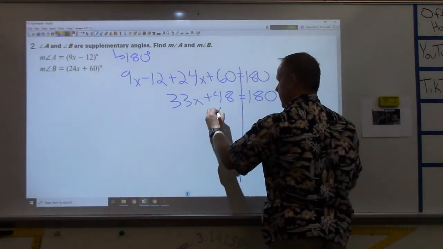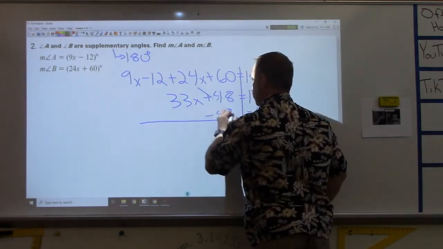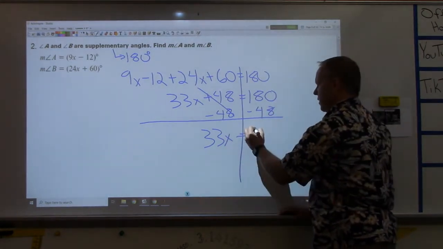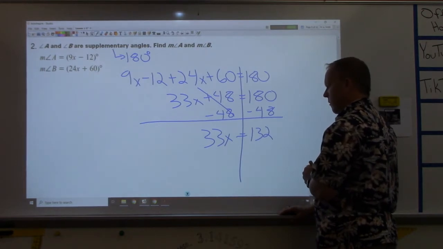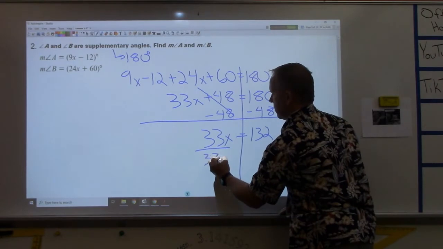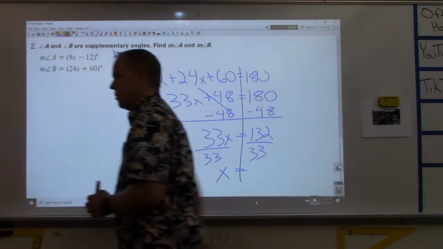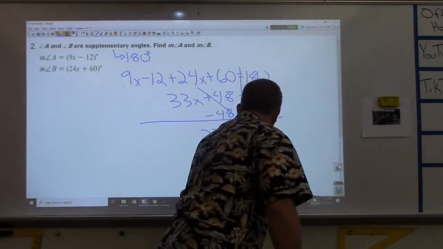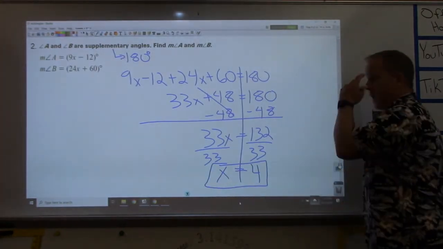Subtract 48 from both sides. 180 minus 48 gives me 132, and then divide by 33. What do you get? Oh, look at that, we got x equals 4 again. And again, you're not done.